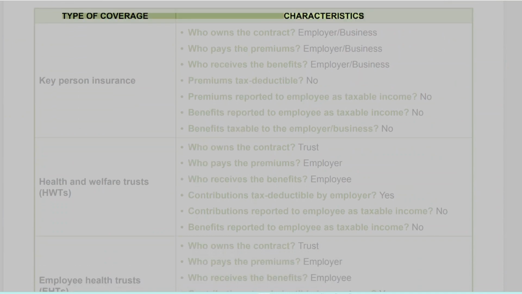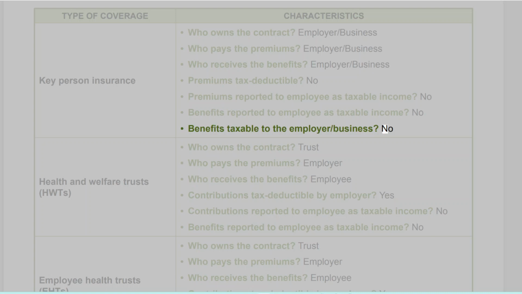Type of coverage: Key person insurance. Who owns the contract? Employer/business. Who pays the premiums? Employer/business. Who receives the benefits? Employer/business. Premiums tax deductible? No. Premiums reported to employee as taxable income? No. Benefits reported to employee as taxable income? No. Benefits taxable to the employer/business? No.